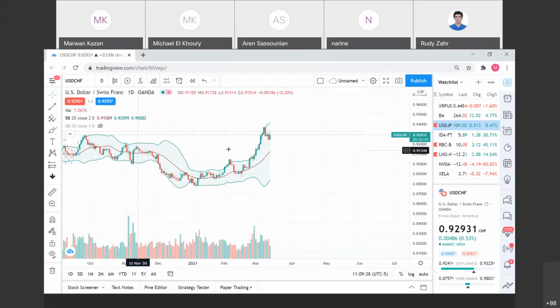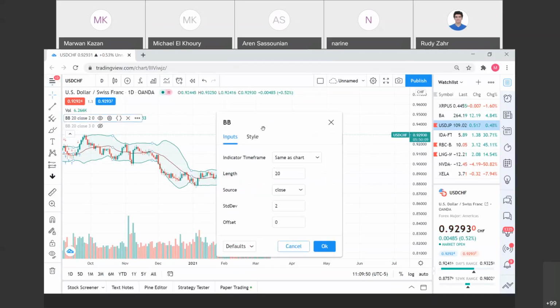Now, guys, there is something about the standard deviation which I wanted to explain. Let's see this one. You see, guys, the standard deviation is 2. In statistics and probability, you know that when the standard deviation is 2, there is a probability of 95% for the data to be inside the zone of the standard deviation lines. Okay, so what do I mean?